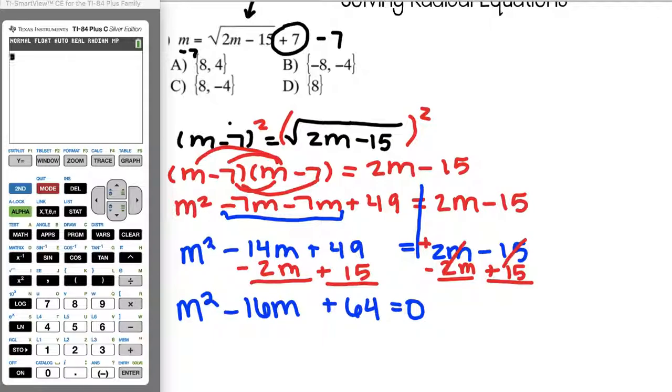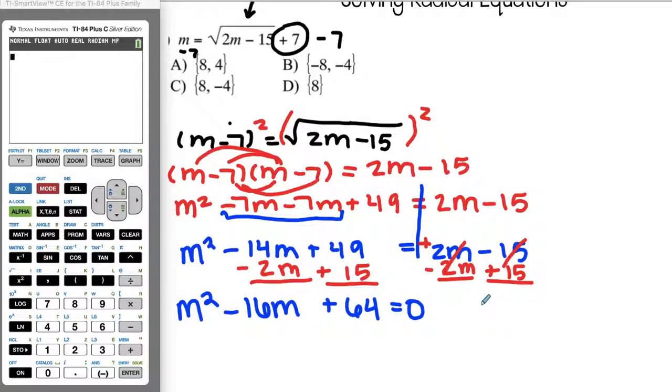All right, from this point, I have a couple of different ways to solve it. I can either solve it by factoring, or I can solve it by the quadratic formula. I also have the option of putting it in my calculator and looking for the roots. So I'm going to show you how to solve it first by factoring, and then I'm going to show you how to use your calculator to solve it.